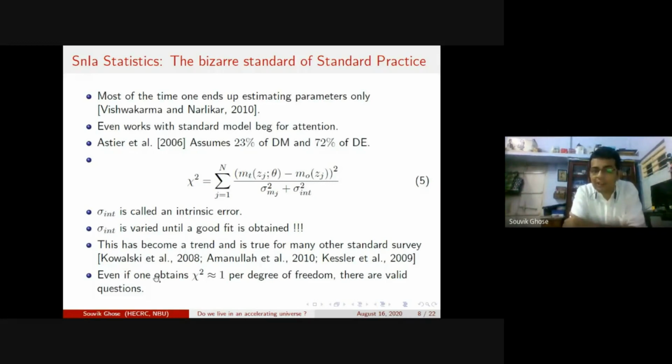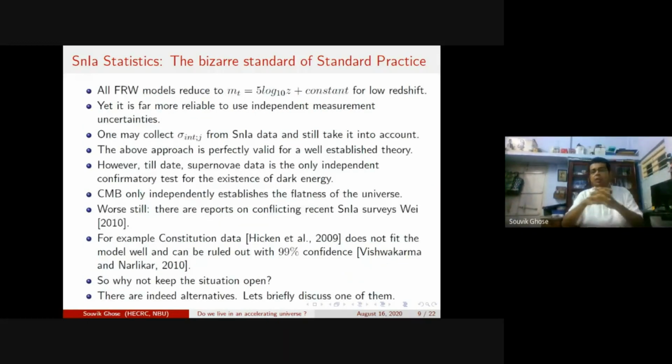If that is done, even if one obtains chi-square approximately equal to 1 per degree of freedom, there are valid questions. For example, of all the Friedmann models, FRW models reduce to this formula at very low redshift. Yet, isn't it more reliable to use independent measurement of uncertainties from the data itself? Collect the sigma_int from the supernova data itself and take it into account, rather than randomly varying it until you obtain a good fit.